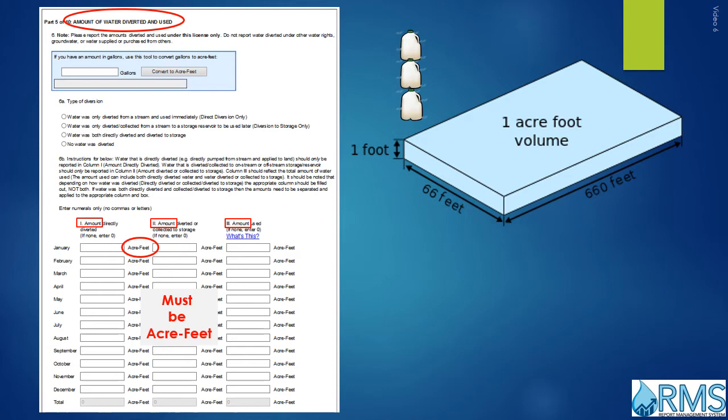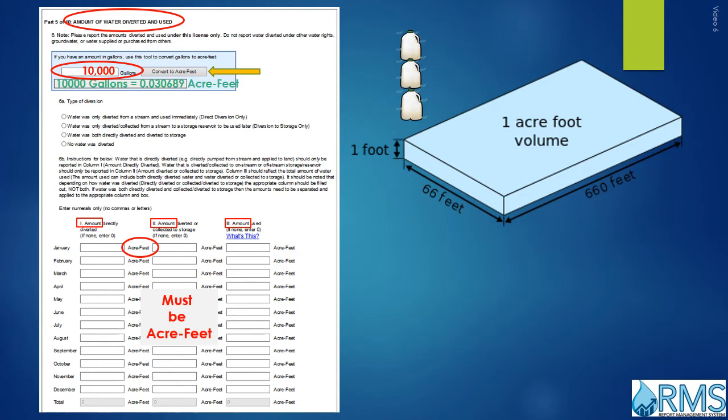Enter the amount in gallons into the first space in the blue box. Then, click the Convert to Acre-Feet button. This will convert the gallon amount to a value in acre-feet.